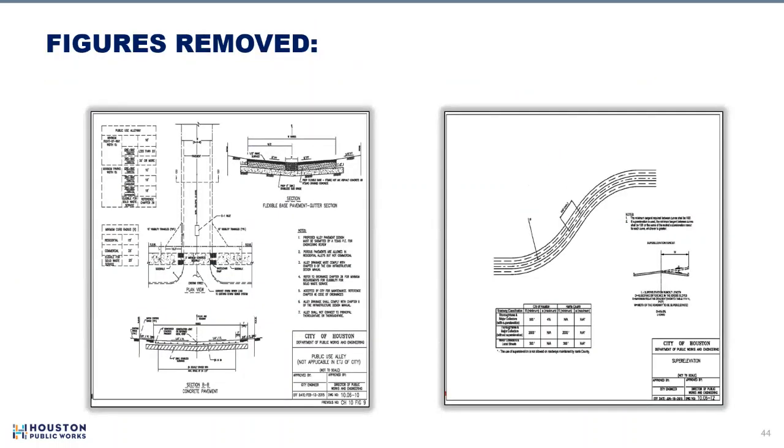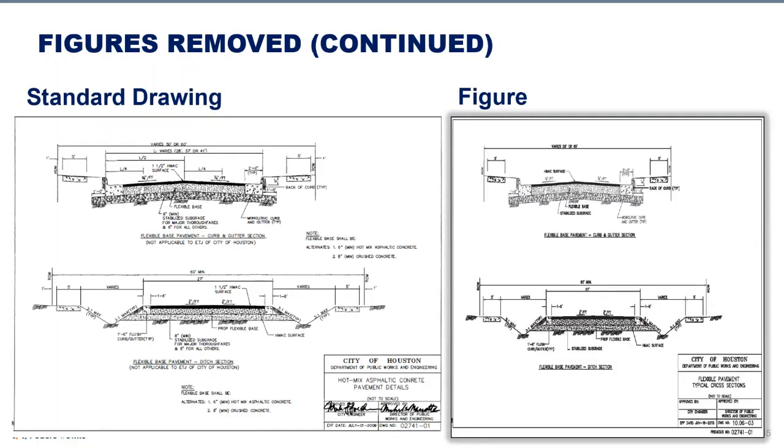A couple of figures were removed. As I alluded to earlier, the public use alley for commercial properties was removed. Also, on your right, you'll see a figure for super elevation, which when we looked at it hard enough, we weren't sure exactly what it was communicating. Some of the information was brought into the text, but most of it seemed redundant, since our designers should know what super elevation is.